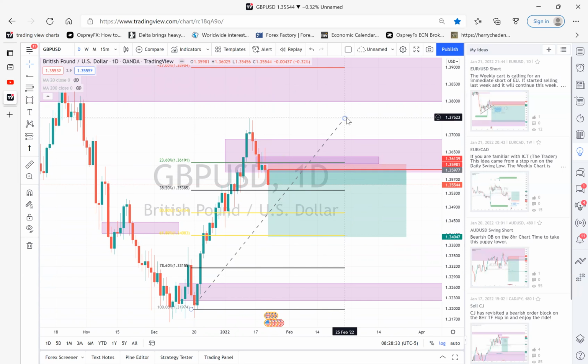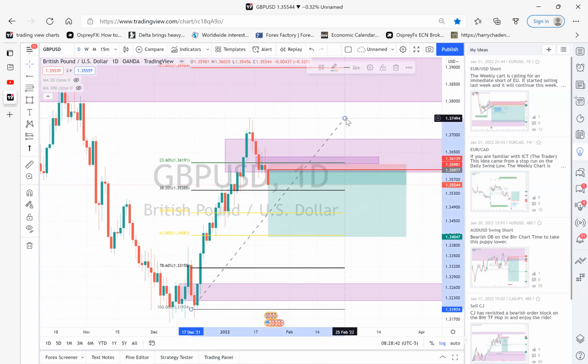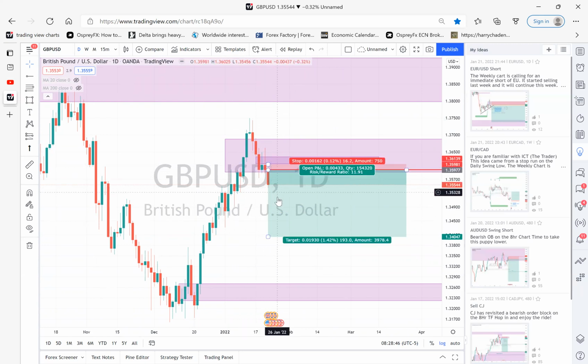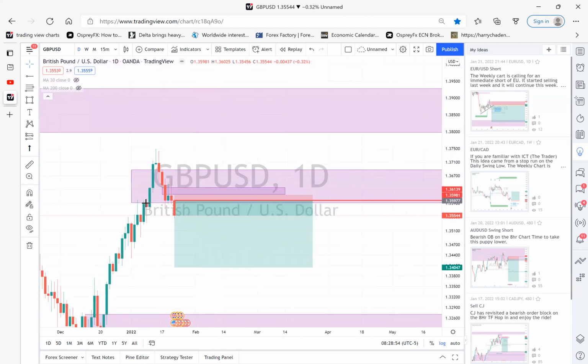That's how I look at the charts. This is how I use my tools, order blocks and imbalances, to show me where the market is going. I don't guess with support and resistance and guess which way the market is going.